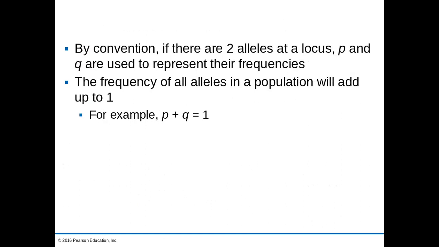If we have two alleles at a particular gene locus, we use P and Q to represent their frequencies. P usually represents the dominant allele, and Q represents the recessive allele. And the frequency of all the alleles in a population will add up to 1, because that would mean 100% of the alleles. So for example, P plus Q equals 1.